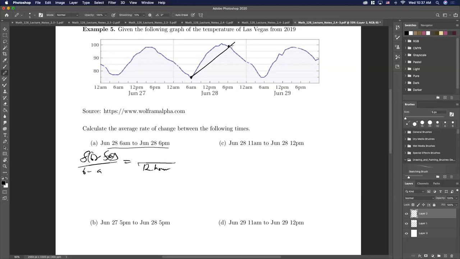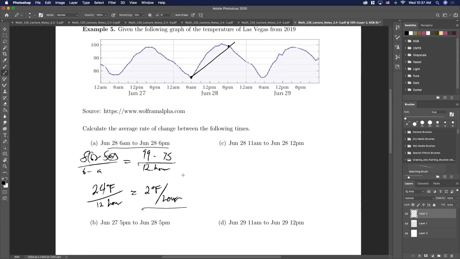So here we're doing rise over run. So this has been 12 hours. And then here, we've gone from 75 degrees. At least that's what we labeled it here. And this is really close, so I'll just say 99 degrees. So that gives me 24 degrees Fahrenheit over 12 hours. And so my average rate of change here is about 2 degrees Fahrenheit per hour. Okay. And so that's my average rate of change.